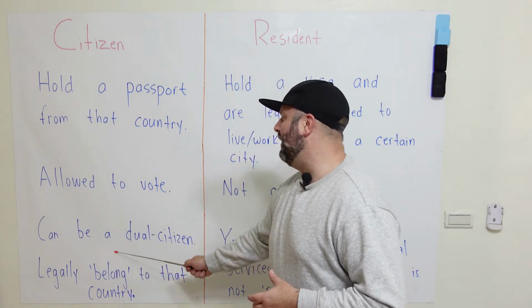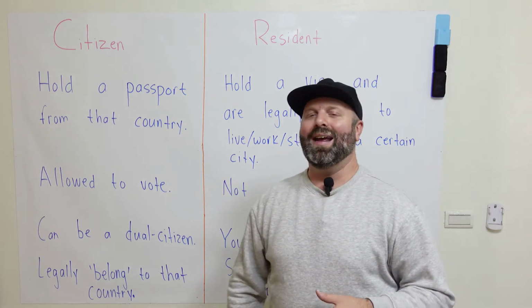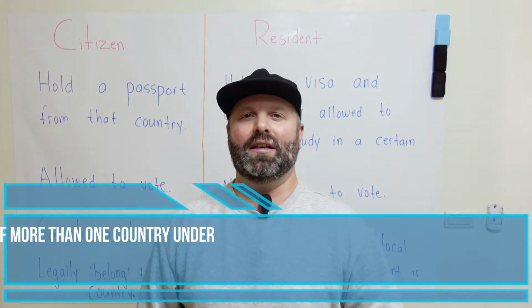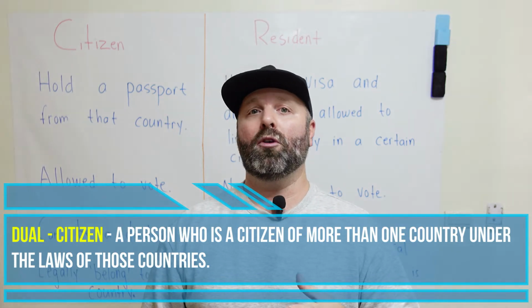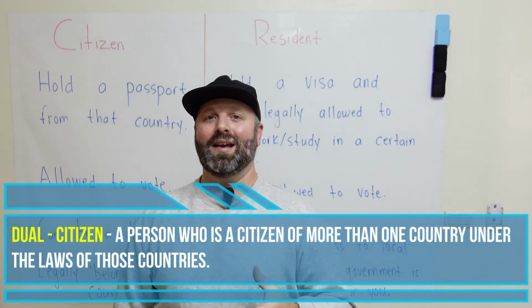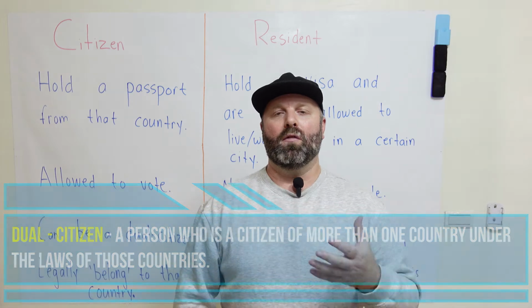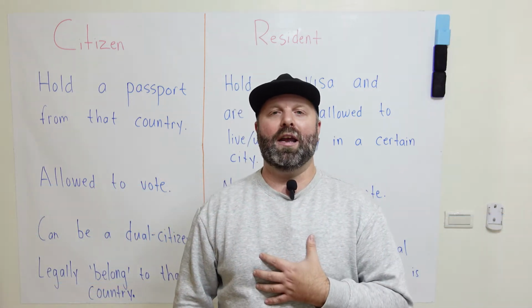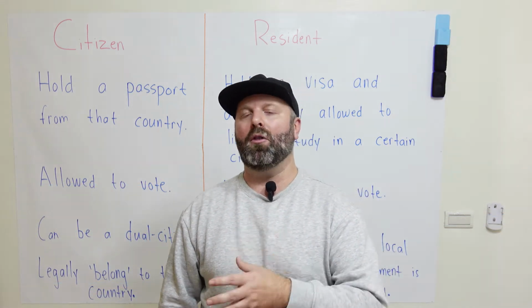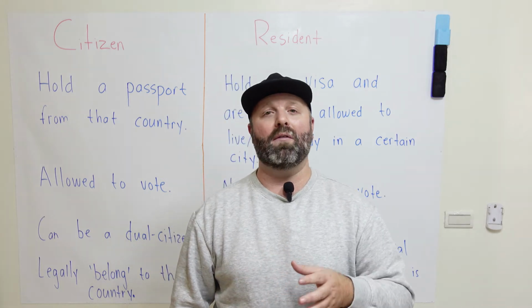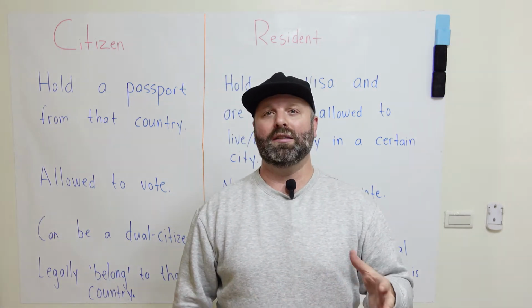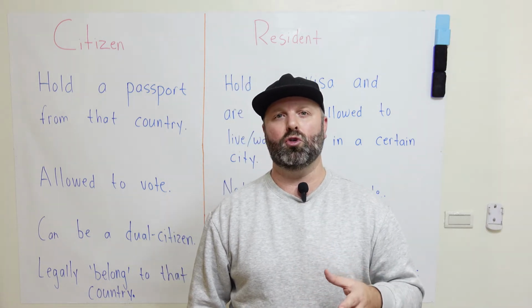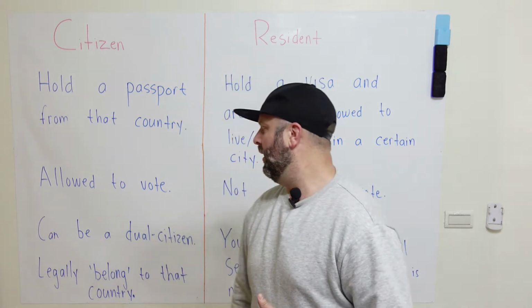And you can be a dual citizen. A dual citizen is someone who has a citizenship with two or more countries. This is very common. For example, I have a Canadian citizenship, but my mother's American. I also have an American citizenship. I have two, so I'm a dual citizen. I'm a citizen of two countries.